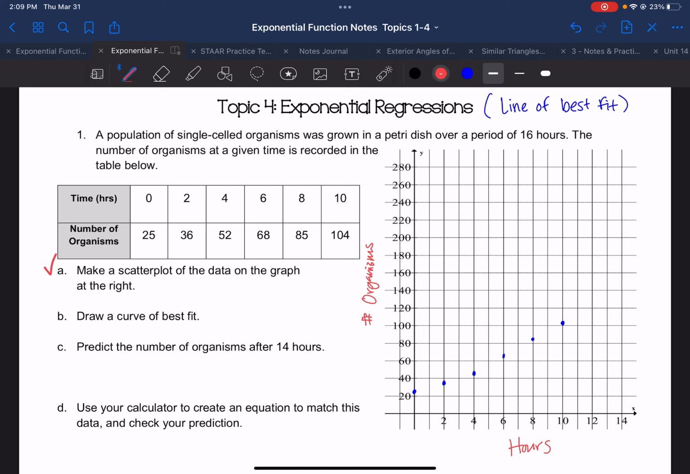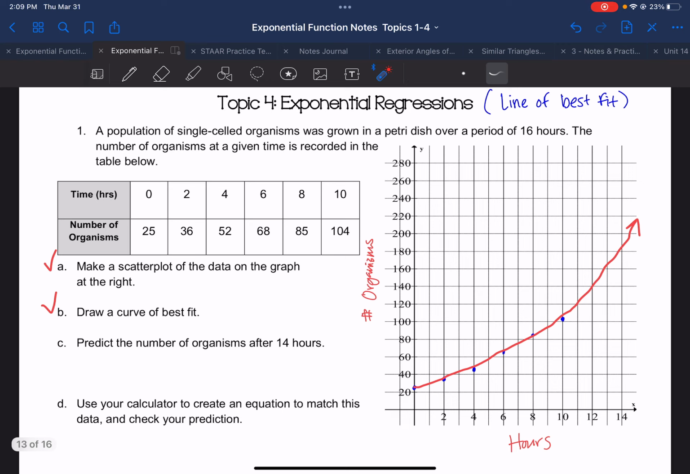Step 2, or letter B, says draw a curve of best fit. Now here's what I'm going to ask. When you draw this curve of best fit, meaning which way this graph would go, I want you to extend it as much as you can, towards the edge of the graph, because we're going to need to make a prediction, and you'll see in a minute. So again, I'm going to draw it something like this right here.